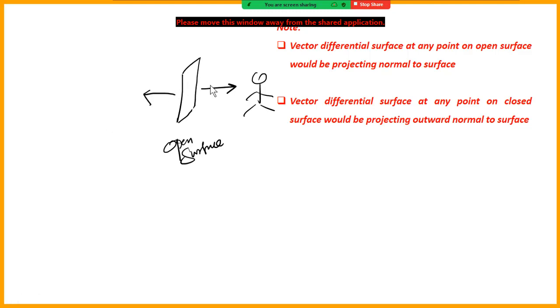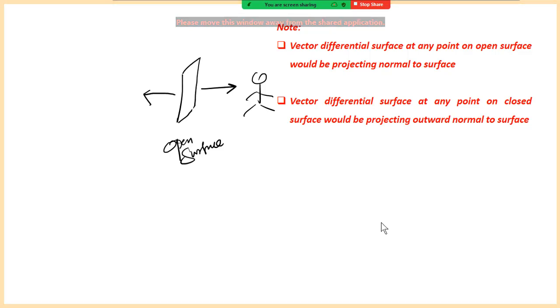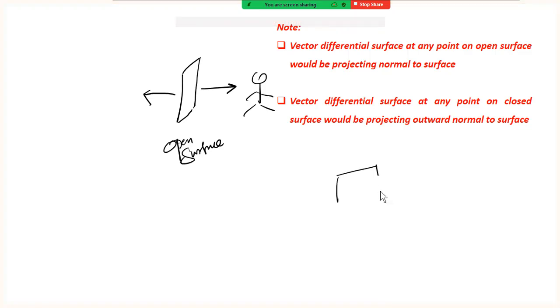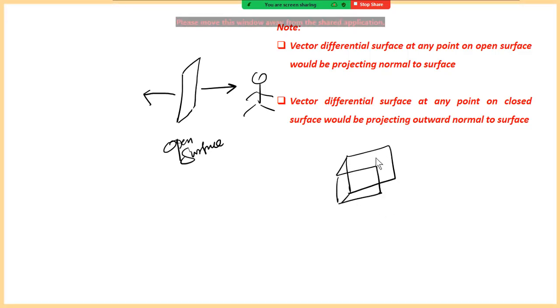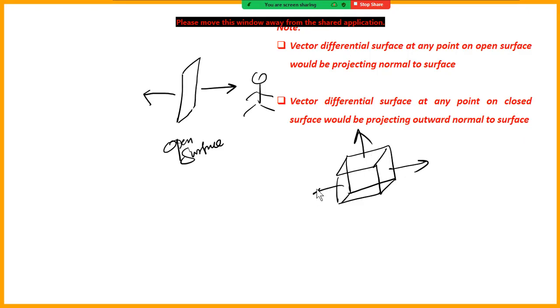So open surface means two projections are there, that means two directions are there, and always the surface direction is perpendicular to the surface only. So like this we can consider. But when you take the closed surface, remember this one, always the direction is outside only. That means only one side you can take. So the vector differential surface at any point on the closed surface would be projecting outward normal.